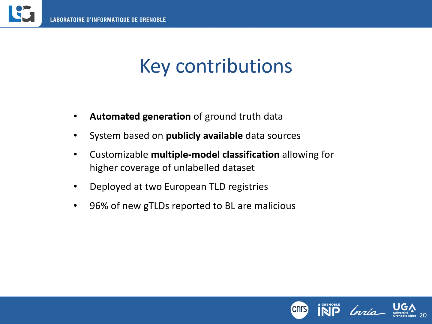The whole classification system relies only on publicly available data, which makes it usable and deployable for intermediaries involved in abuse handling. We introduce a classification system based on multiple models, which allows us to label significantly more domains while keeping a good overall performance. This system was deployed at 2 European TLD registries. We find that 96% of new gTLDs reported to blacklists were malicious and only 4% of them were compromised.